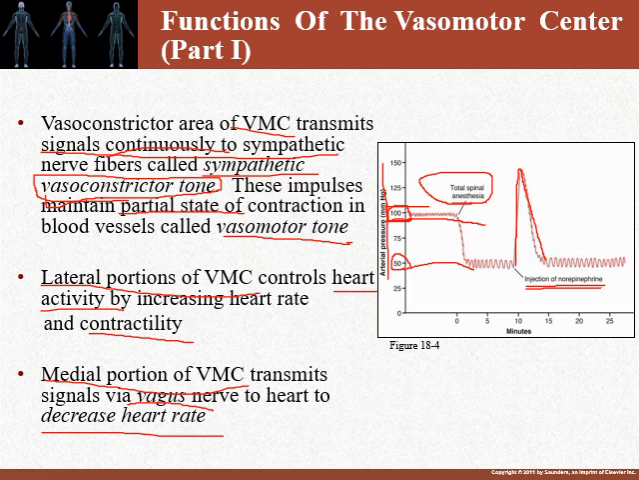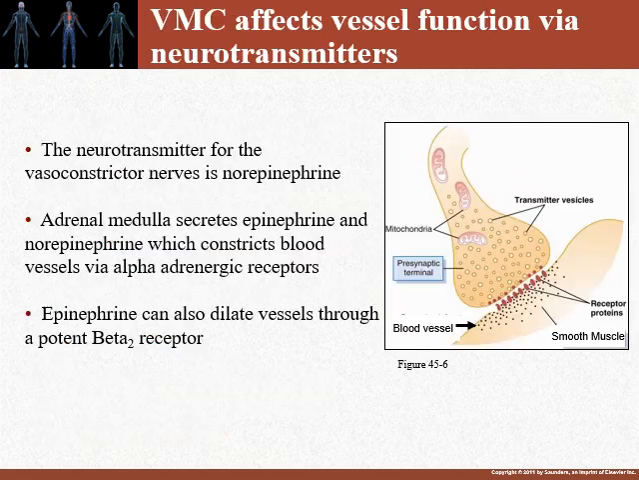Okay, so this is actually a part of the center that is specific for the parasympathetic control of the heart. Okay, so by sending the impulses via the vagus nerve fibers to the heart, especially to the SA node, it will be responsible for decreasing heart rate. And this is the main function of the parasympathetic system in the circulatory or cardiovascular system.